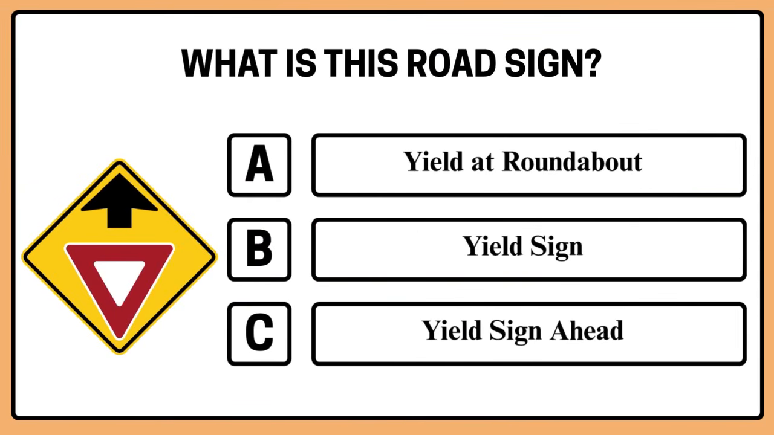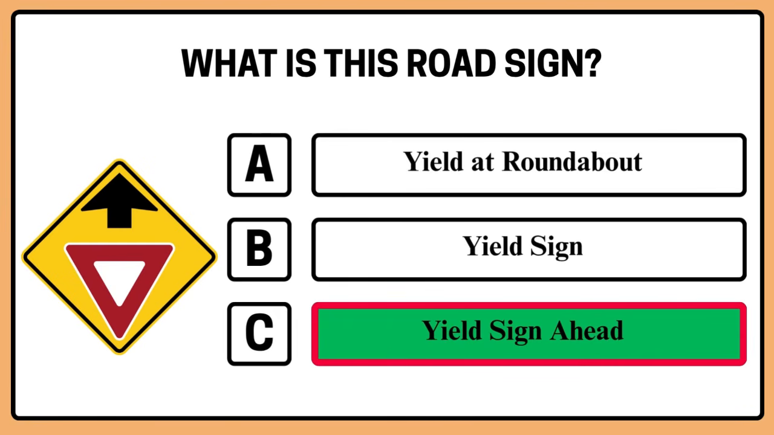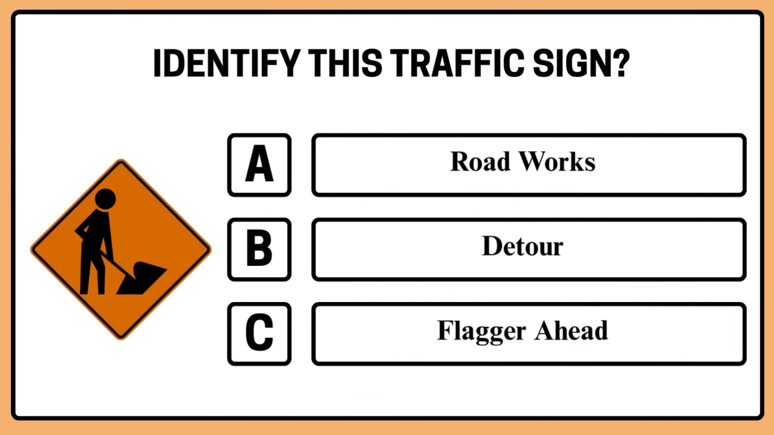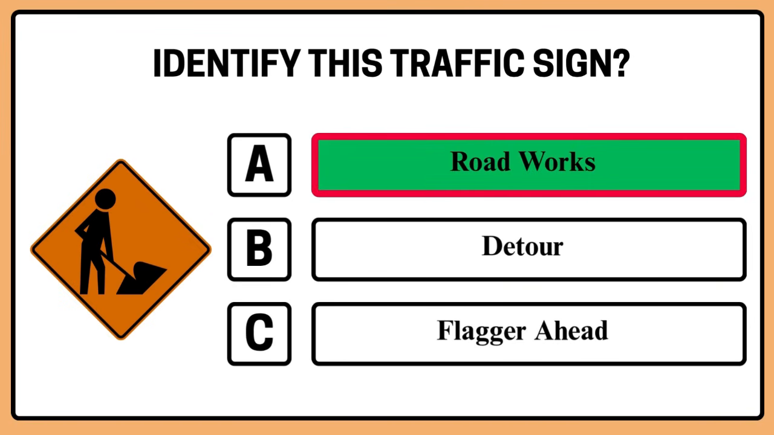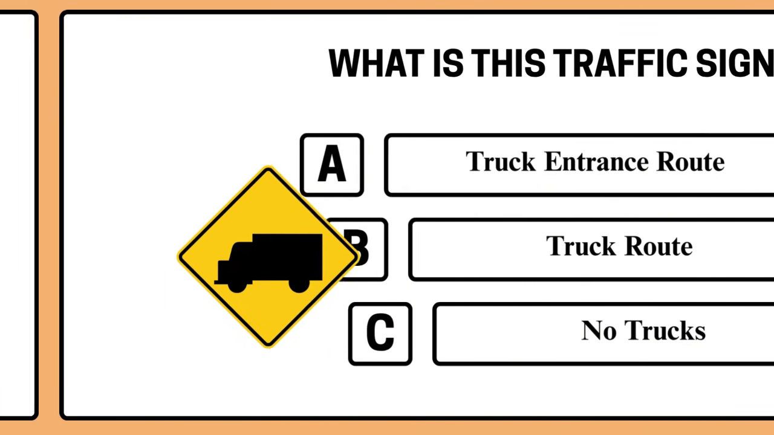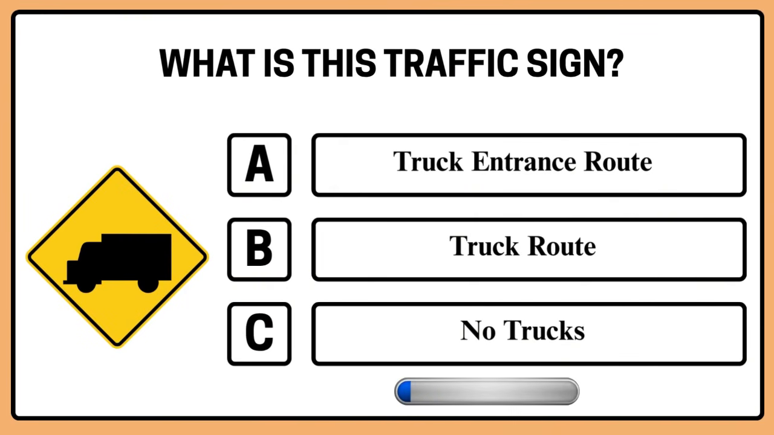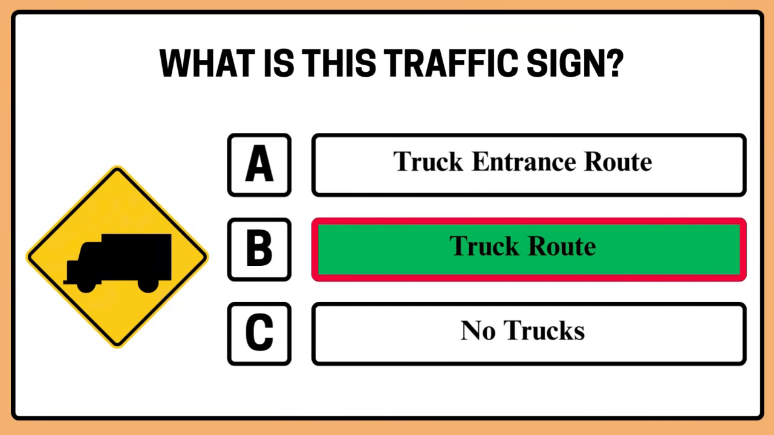What is this road sign? The answer is C, yield sign ahead. Identify this traffic sign. The answer is A, roadworks. What is this traffic sign? The answer is B, truck route.